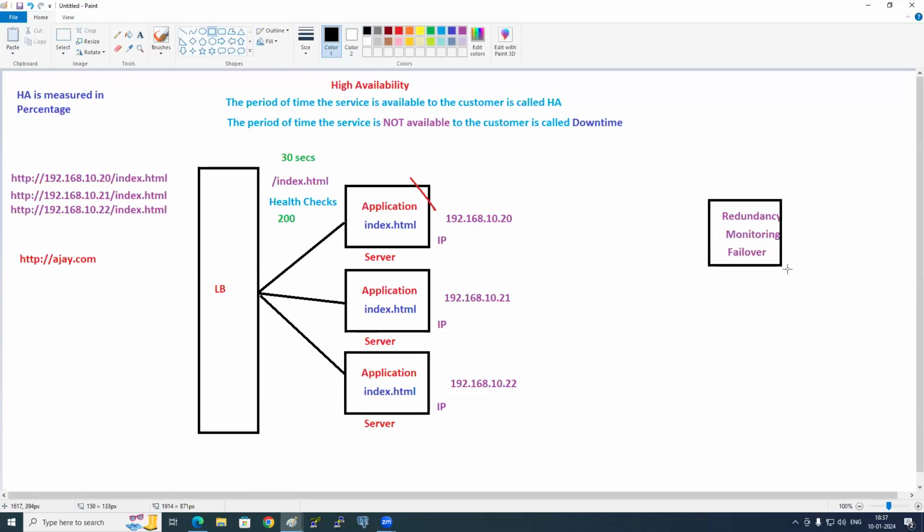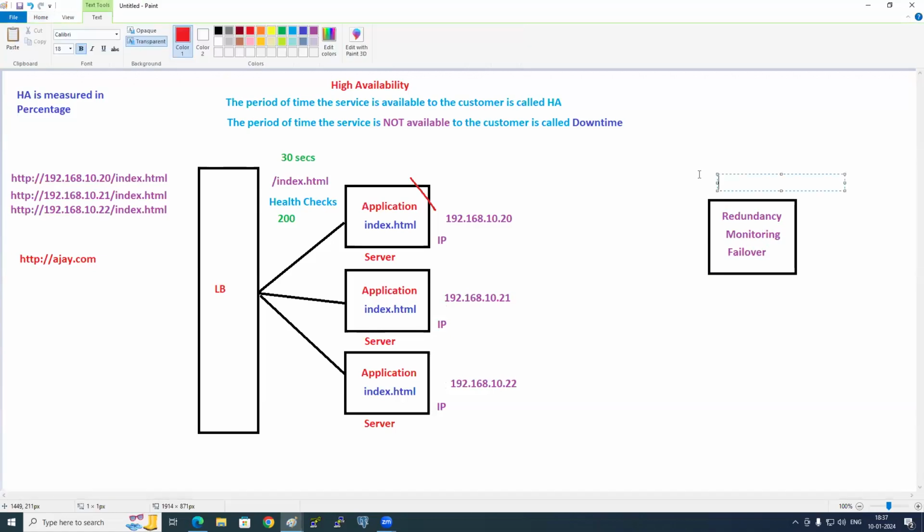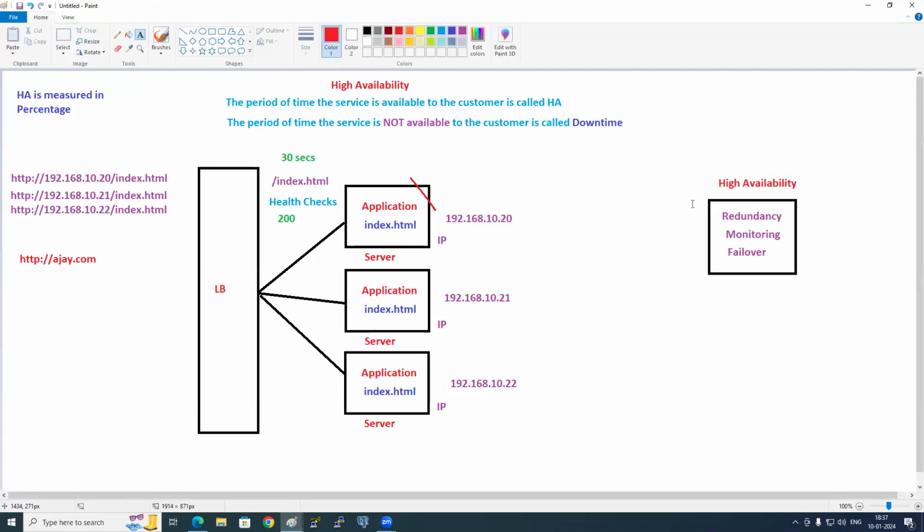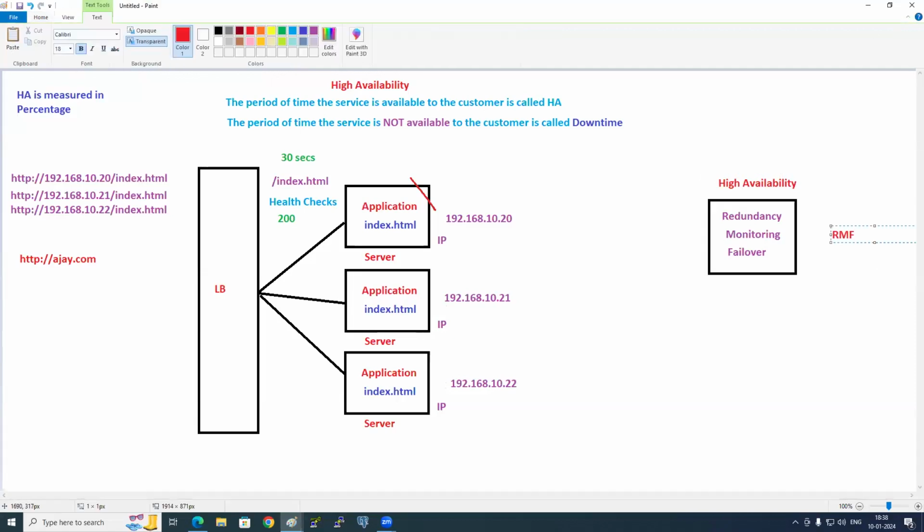In order to have a high availability, these three will form a high availability. What are the three things? Say that louder. Redundancy, monitoring, failover. Online people say this too. What are the three things? Redundancy, monitoring, failover. Call it as RMF or MRF. You should remember, that's it. So what is that RMF? Redundancy, monitoring, failover.